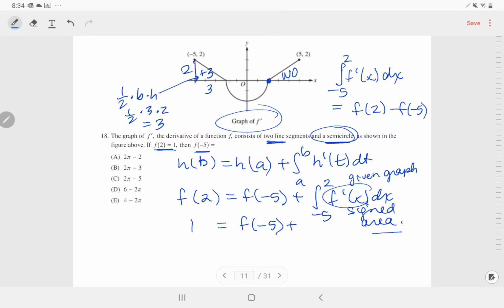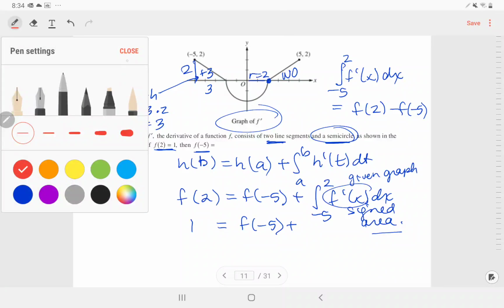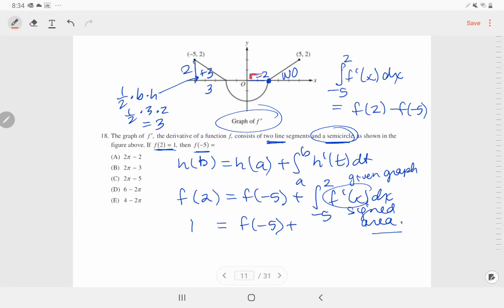And then this is actually a semicircle with radius, what, 2? Let me change colors on that so you could see better. So this is radius 2. And then a circle is pi r squared, so a semicircle you would divide by 2. So that would be pi 2 squared over 2, which is 2 pi, but negative because it's below.